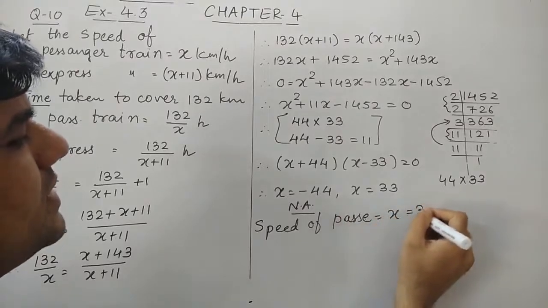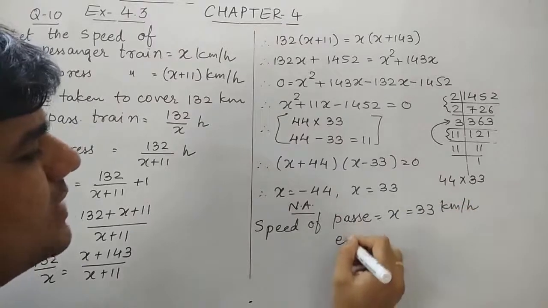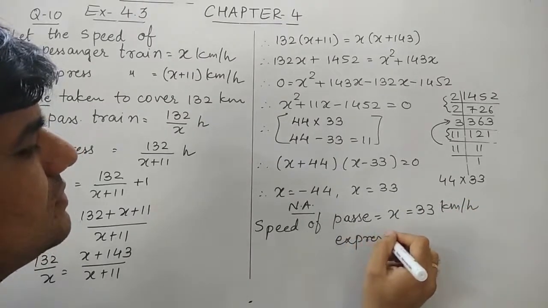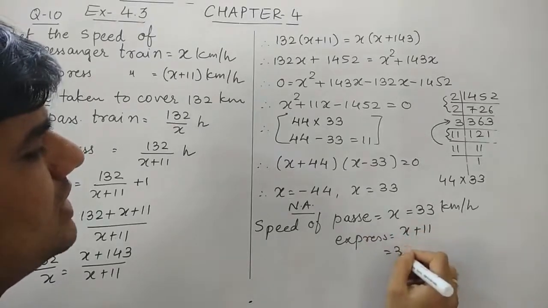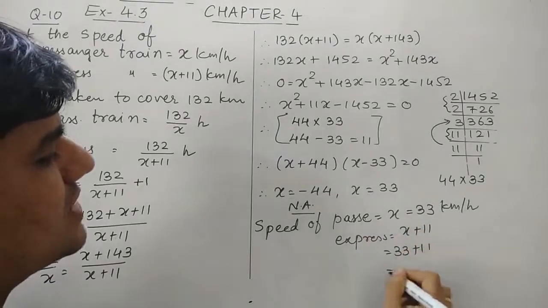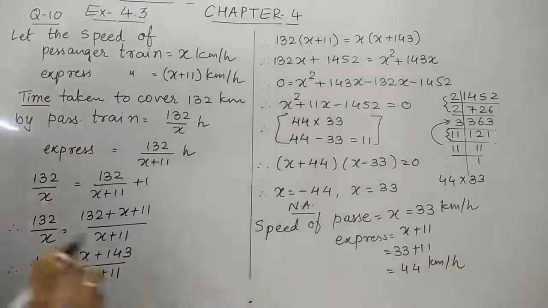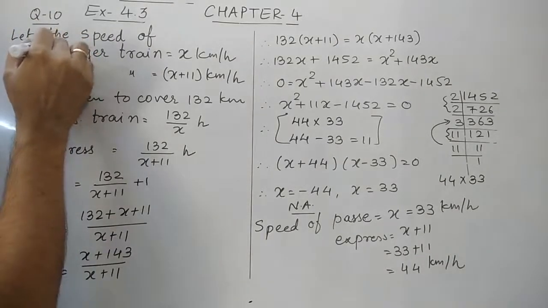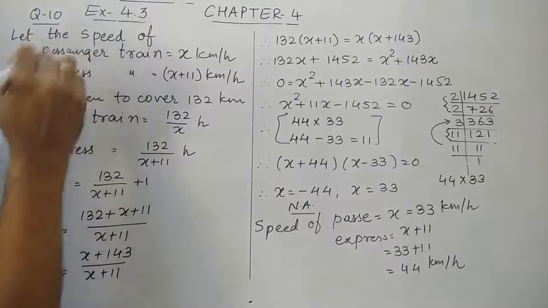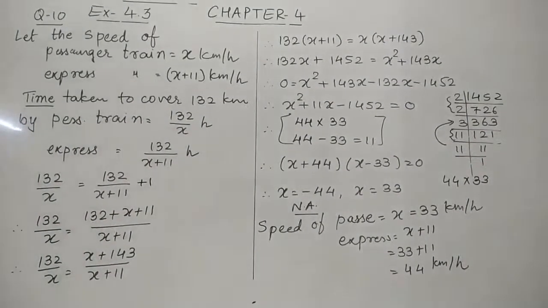So it is 33 kilometer per hour, and the express train, that is x plus 11, so 33 plus 11, that is 44 kilometer per hour. Let us just do the correction here in the spelling. We are really very sorry. Fine. So this is the answer we obtained. Thank you.